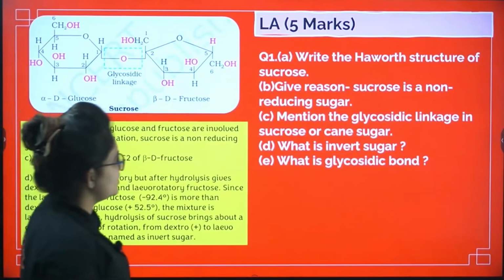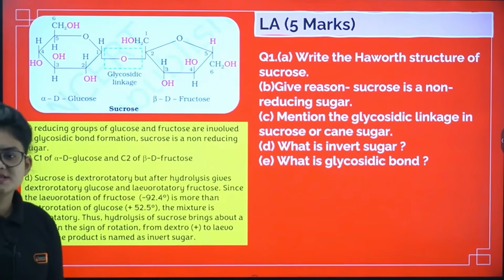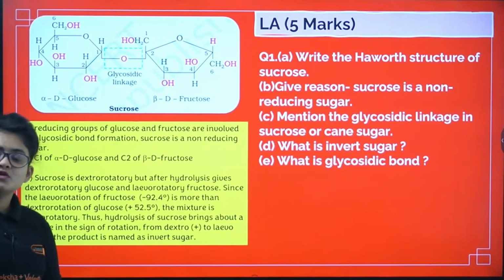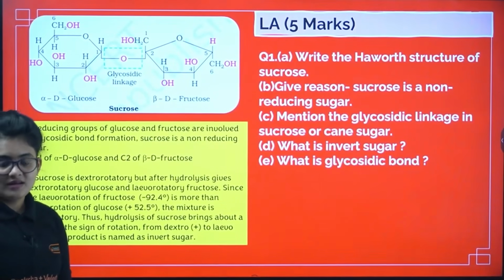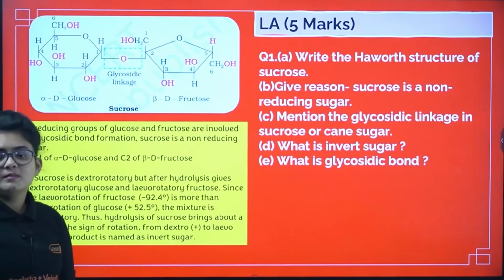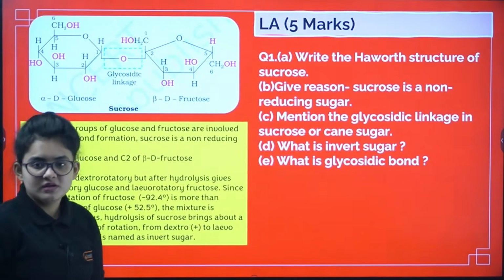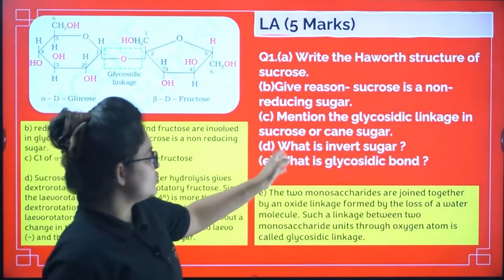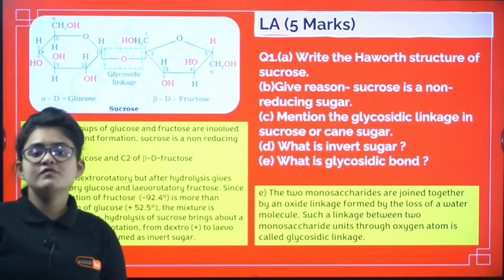Next, what is invert sugar? It's a very important question. Sucrose is dextrorotatory, but after hydrolysis it gives dextrorotatory glucose and levorotatory fructose. The levorotation of fructose is more than the dextrorotation of glucose, so the mixture appears levorotatory. The hydrolysis product becomes opposite in rotation, and as a result we call it invert sugar. Next, the glycosidic bond: two monosaccharides joined together by an oxide linkage. How is it formed? By loss of one unit of water.